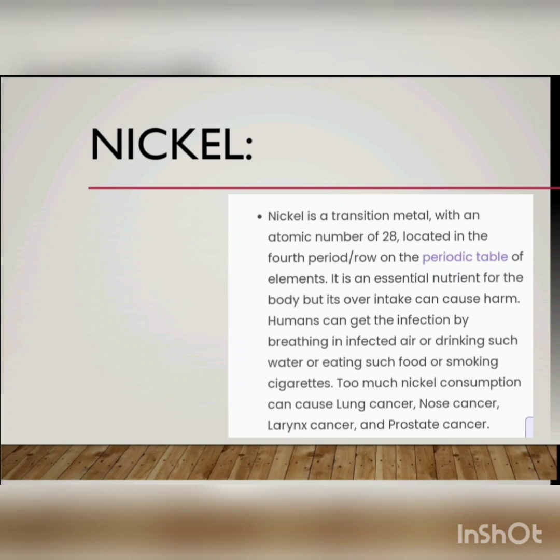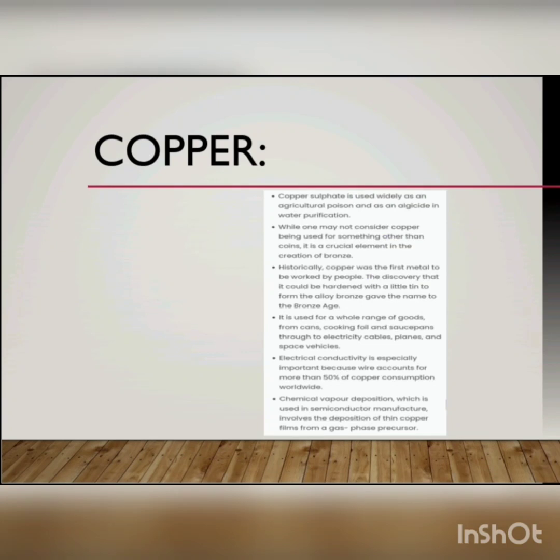The eighth element is copper. Copper is widely used as an agricultural poison and an aid in water purification. It is considered that copper is something other than the coins. It is a crucial element in the creation of bronze. Historically, copper was the first metal worked by people. The discovery that it can harden with a little tin to form the alloy bronze gave the name to the Bronze Age. It is used for a whole range of goods from coins, cooking foil or saucepans through to electricity cables, planes and space vehicles.